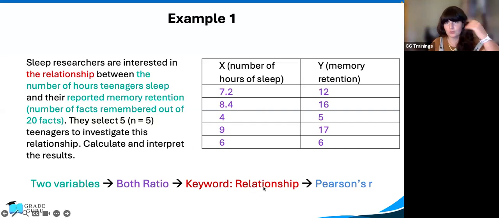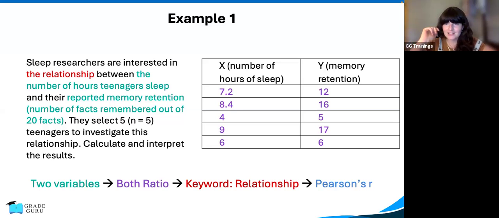What keyword was used? So there's always a connection between variables. You need to find what word was used to connect those variables. In this case, it was about a relationship between them. Okay. There are 3 times in this course where they might use the word relationship. Okay, and it's specific. Pearson's R, crosstabs, and a chi-square test for independence.